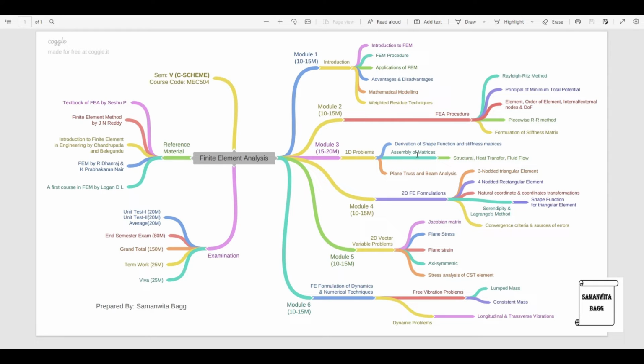Next comes assembly of matrices. This is where you start applying the concept of formation of the stiffness matrix and formation of the assembly. So that's what you use here. Now here you'll have numericals from various subjects. For example, from SOM, that is strength of materials, or mechanics of materials as you call it. From there you will have numericals which are called structural numericals.